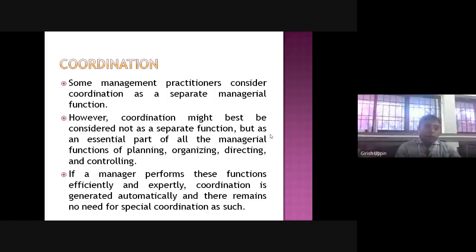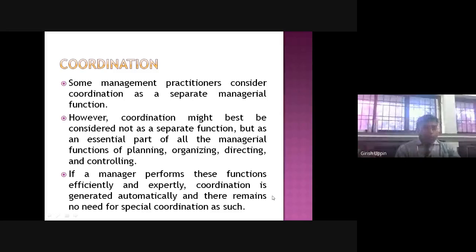So, what some people feel is that instead of thinking of coordination as a separate management function, it is an essential part of the existing managerial functions. Planning involves coordination, organizing involves coordination, directing involves coordination, and controlling involves coordination. So coordination is part of all the managerial functions. Every managerial function needs coordination.